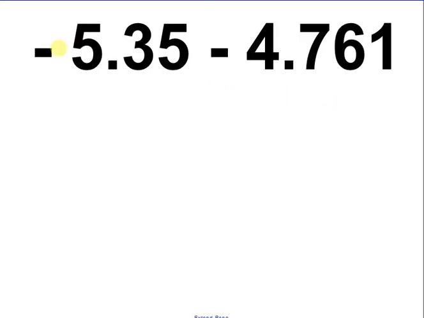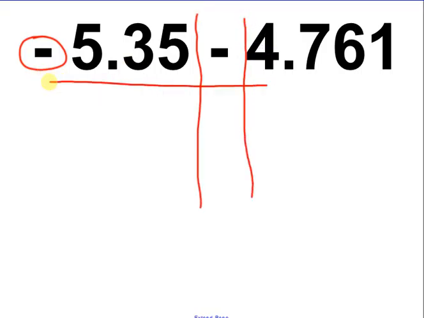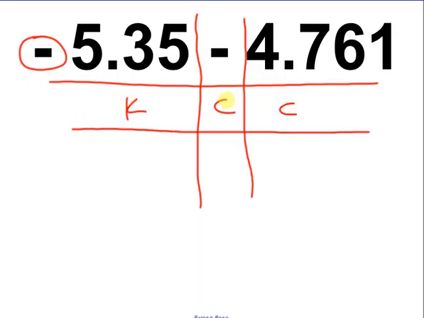All right, here I have negative 5.35 minus 4.761. I'm a big fan of the tic-tac-toe, and so that is what I'm going to do. If you don't like the tic-tac-toe, you can use a different method of your choosing, but the tic-tac-toe helps me organize. So I do keep, change, change. I keep negative 5.35, change minus to plus, and then I change positive 4.761 to negative 4.761. What this just gave me is an addition problem with two decimals with now the same sign, which is negative.